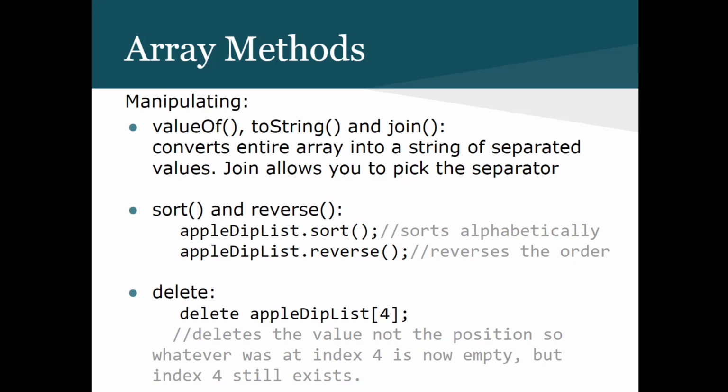valueOf and toString both convert any JavaScript value or object to a string. In the case of an array, each value is separated by commas. When you use the join method, you can choose a different character or set of characters rather than the comma, like an asterisk or the pipe. Sort will take the set of items and sort them alphabetically. Reverse just reverses the order, and delete will set the index specified as empty. It does not remove the index itself.